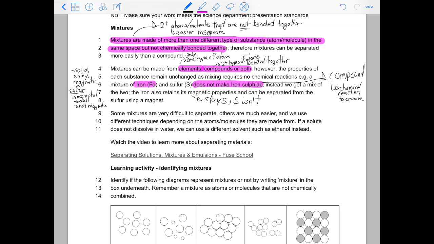Some mixtures may be very difficult to separate, but others are easier, but they are all possible to separate. It is always possible, because they are not chemically bonded. So we just have to look at the difference in properties and find a property that's different between them and use that. So sometimes we can dissolve it in water, or we can dissolve it in some other solvent, looking at the properties of what it is.